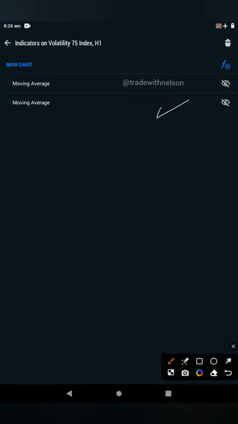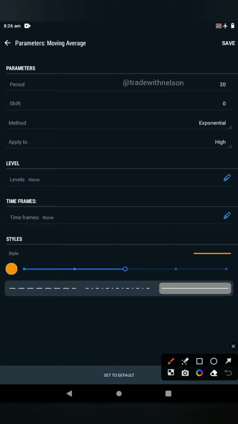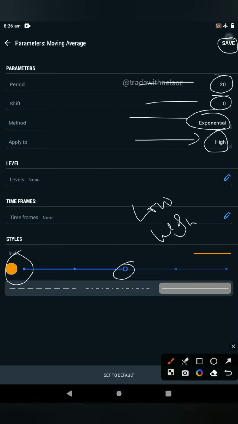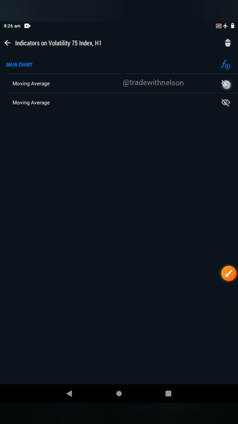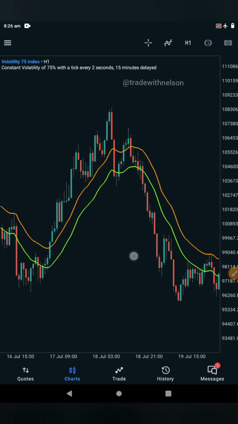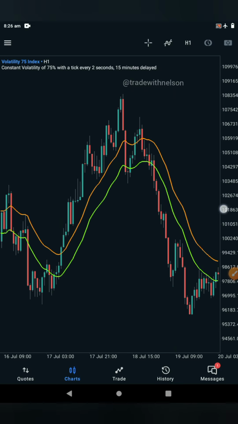For the second moving average, click on the F icon on the main chart again and search for moving average. Make the period to be 20, shift to be 0, method to be exponential, apply to high. The first one is low, while this one is high. Select style of your choice, size of your choice. After that, click on save. So if you follow my settings correctly, your chart will look exactly as what you see over here.